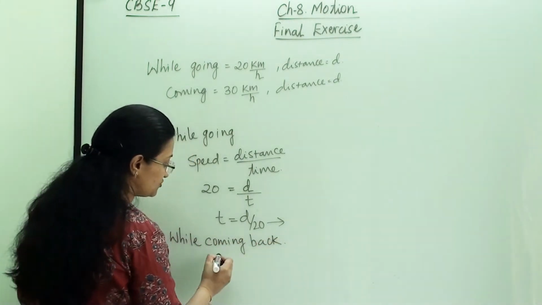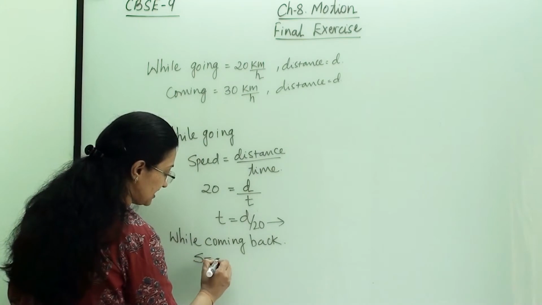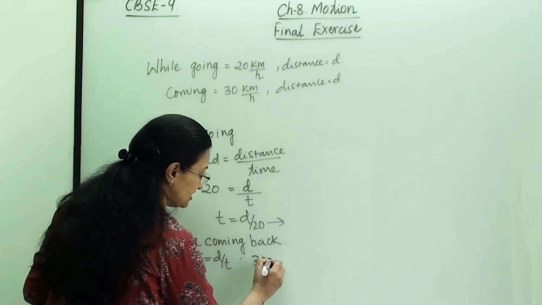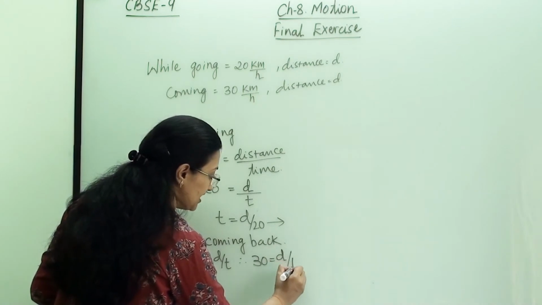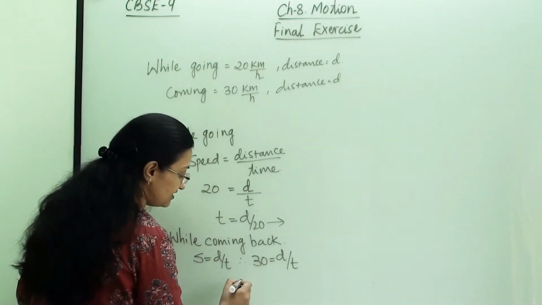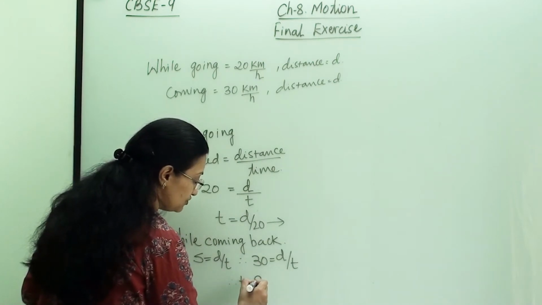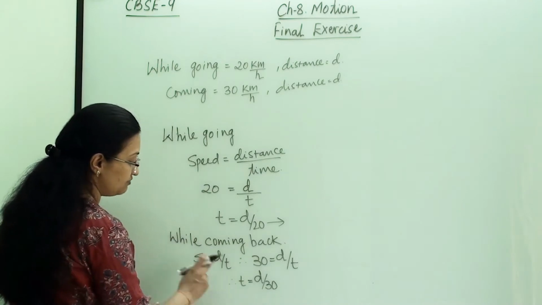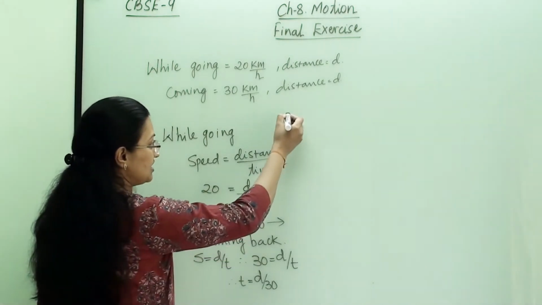what will be the time? Same, we will use s equals d by t. We will get 30 equals d by t. So the time we get for the second travel is t equals d by 30. T equals d by 30 is the time while he is coming back.